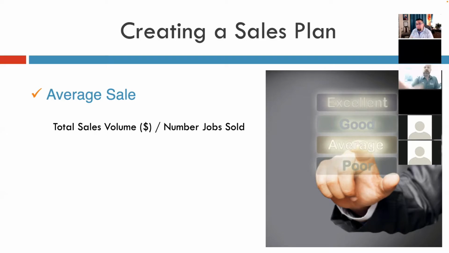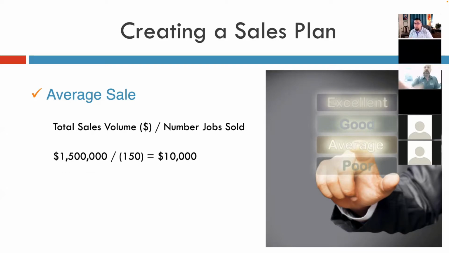So the first piece I want to talk about is average sale. And really all you have to do is take your sales volume last year and divide it by your number of jobs sold. Really, really simple. I would hope you're tracking at least this. This is a really important measure in order to find out how many sales calls I need to do and all that stuff, right? So your total sales volume, this is gross, meaning before you take all the costs and everything out, divided by number of jobs sold, all right?